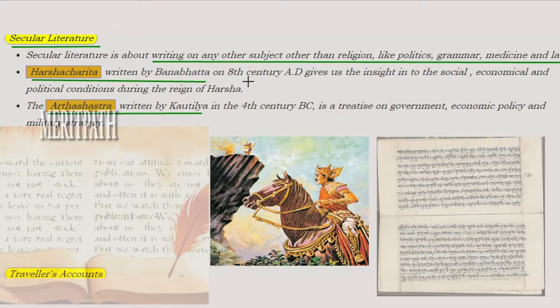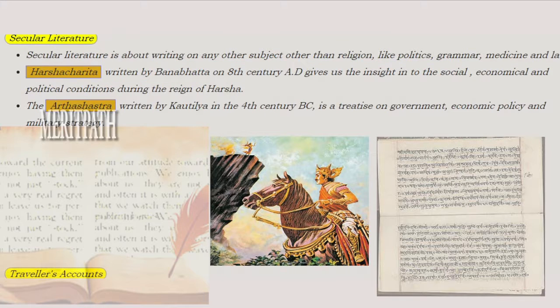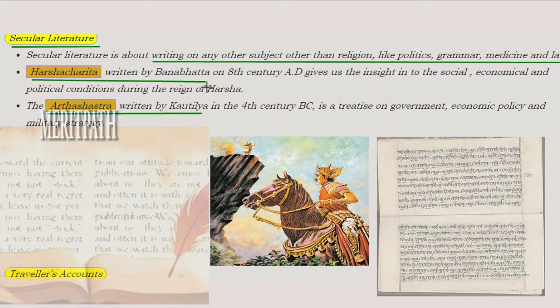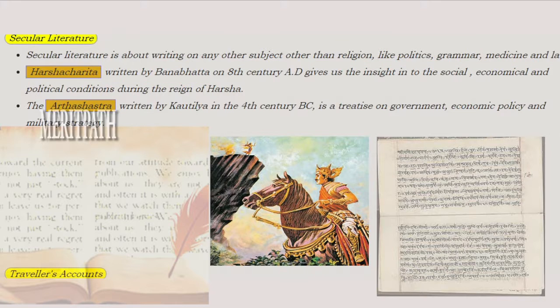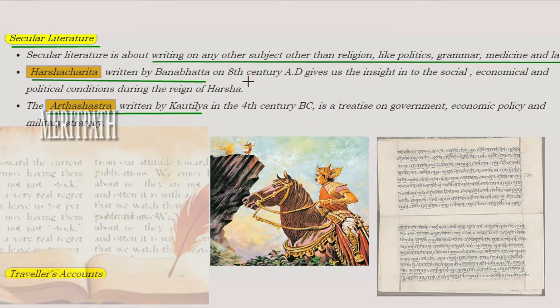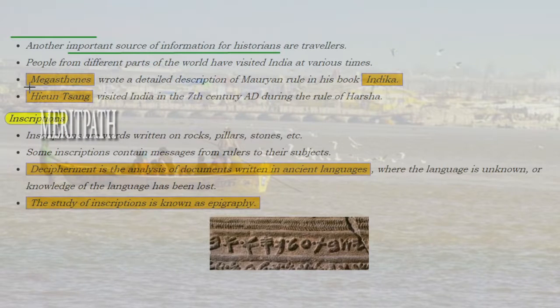Secular literature is nothing but writing on any subject other than religion, such as politics, grammar, medicine and law. What were the examples of such books? There was the Harshacharita, which was written by Banabhatta in the 7th century AD, and this gives us information about social, economic and political conditions during the reign of the ruler Harsha. And the Arthashastra was written by Kautilya in the 4th century BC, and this gives us information on government, economic policy and military strategy.